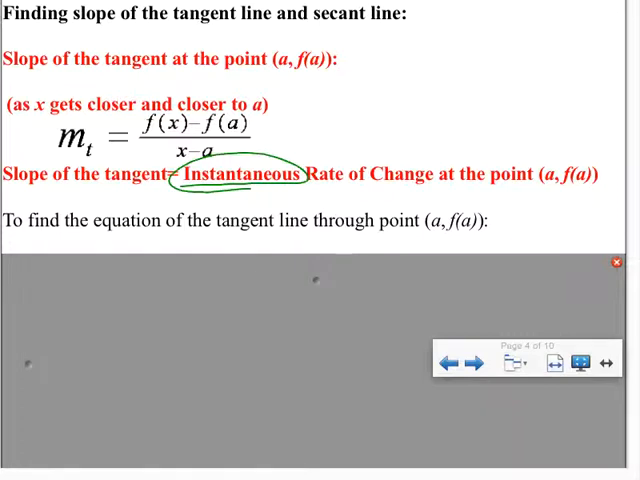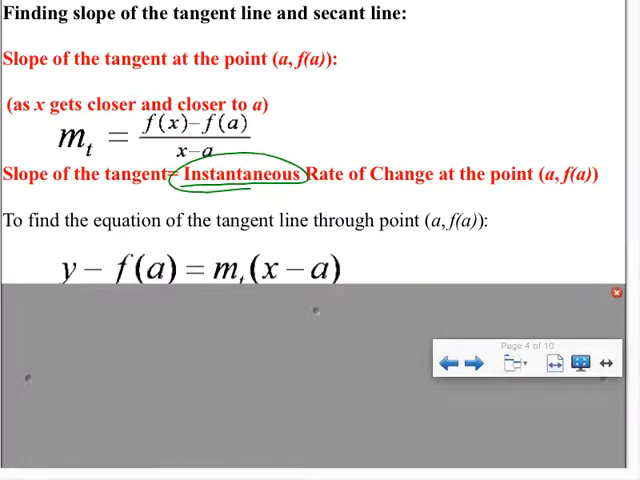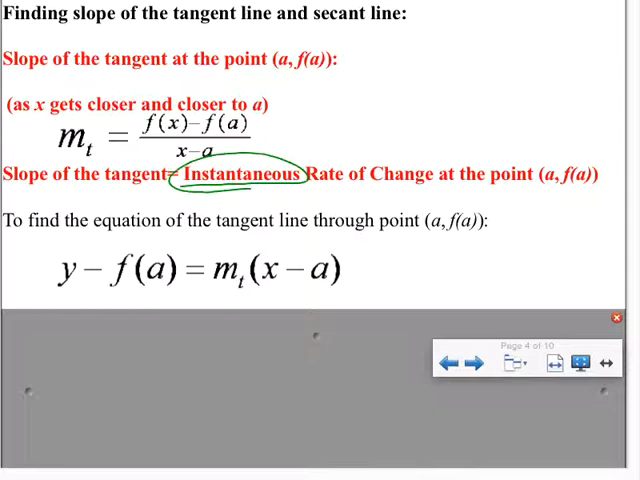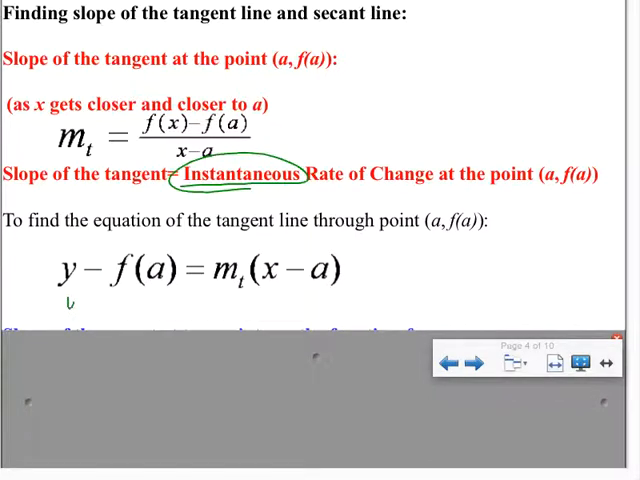So how do we find the equation of the tangent line through that point? Well, we use the point slope formula. y minus y1 equals m times x minus x1 is how you might have seen it written in the past. Same formula. It's just our point slope formula. Please make sure that you know that formula by heart, because we're going to use it again and again and again for the rest of the year.